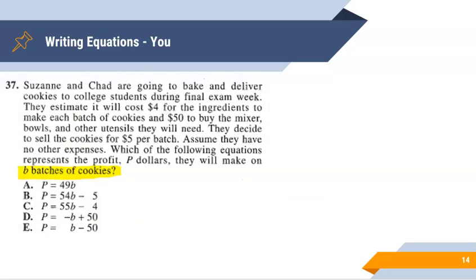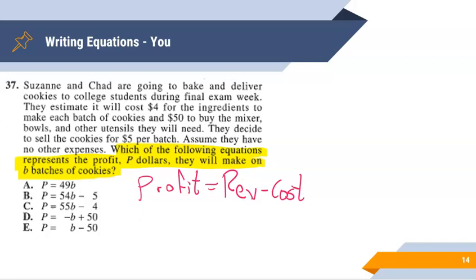All right. Going backwards from the question mark. It says, which of the following equations represents the profit they will make on B batches of cookies? Well, business teachers will tell you profit is always equal to your revenue minus how much it costs, right? Business classes. Now, if I'm looking at here, there's a couple costs. $4 for ingredients to make each batch. So 4B, because B is a batch of cookies.